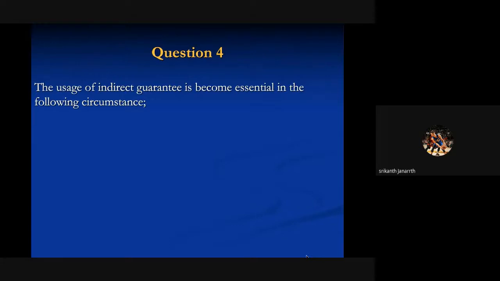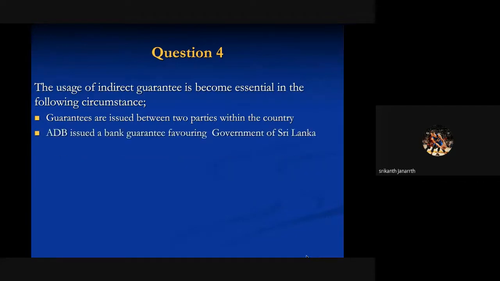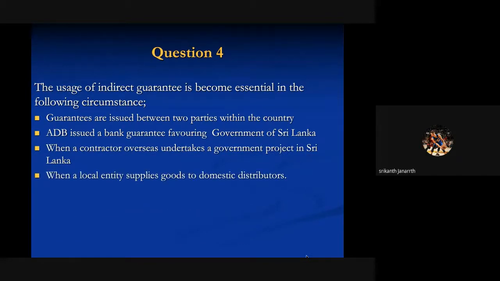The usage of indirect guarantees becomes essential in the following circumstances. We just studied indirect guarantee. Guarantees are issued between two parties within a country. You know what an indirect guarantee is, yeah? Between two parties within a country, a direct guarantee is more than enough. ADB issued a bank guarantee favoring the government of Sri Lanka. Will the government require an indirect guarantee or will they accept the direct guarantee issued by ADB? When a contractor overseas undertakes a government project in Sri Lanka, when a local entity supplies goods to a domestic distributor, in which instance does an indirect guarantee become required?